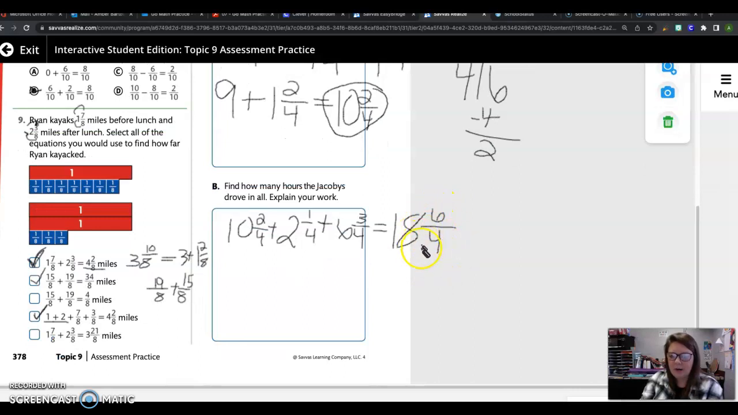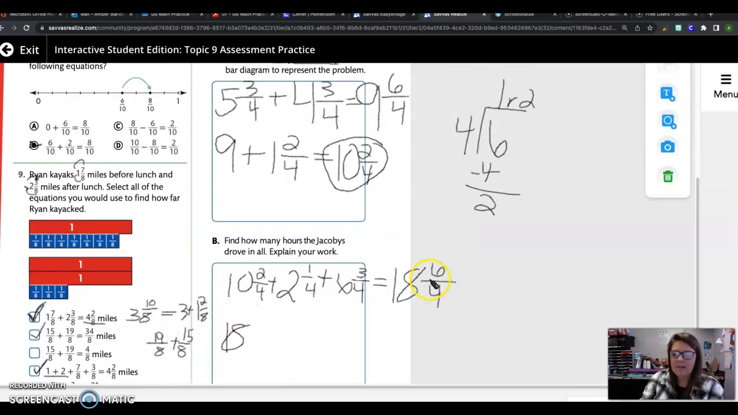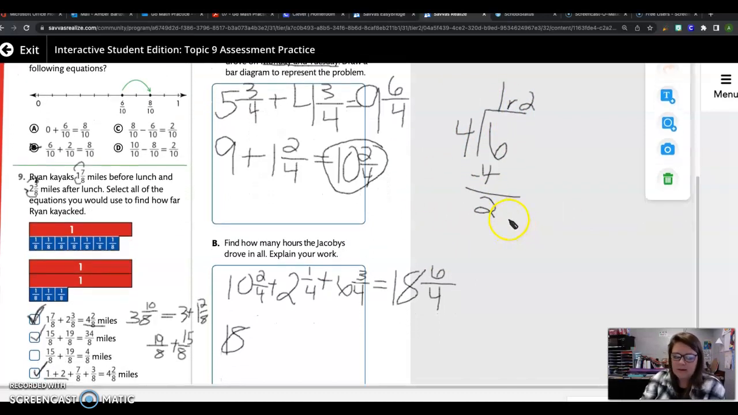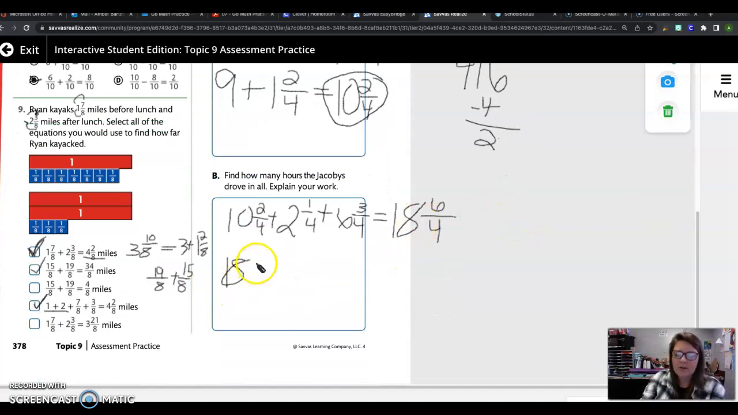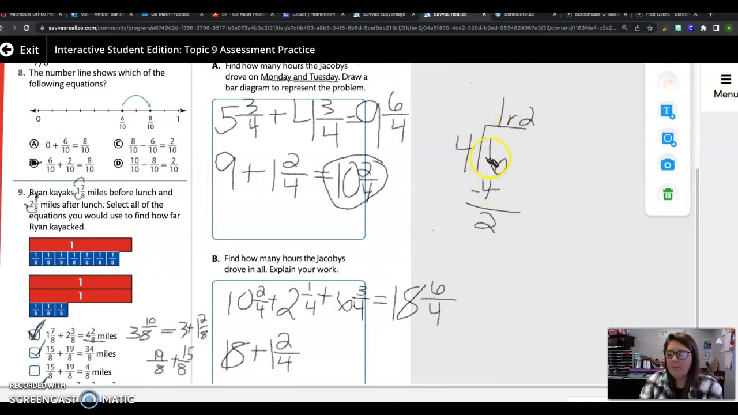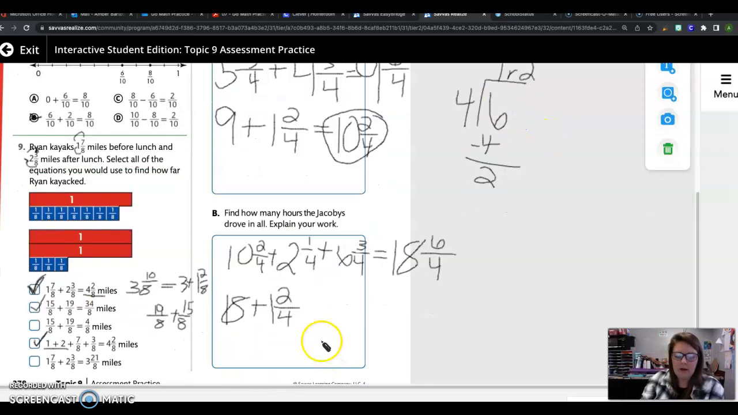I see 6/4 written as an improper fraction, so we need to rewrite it. So I'm going to leave out my 18. And look, we already figured out 6/4 right here in part A. I don't even have to redo it. What is 6/4 rewritten as a mixed number? 1 and 2/4. Remember, we divided. 6 divided by 4 is 1 with a remainder of 2. That's what I rewrote here.